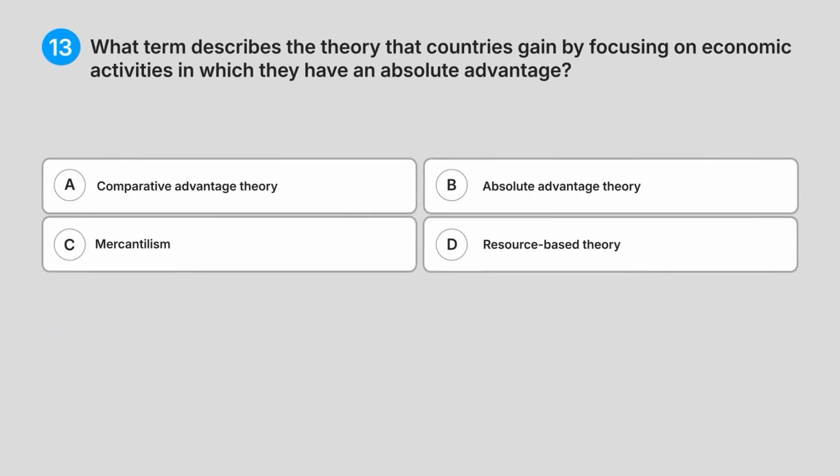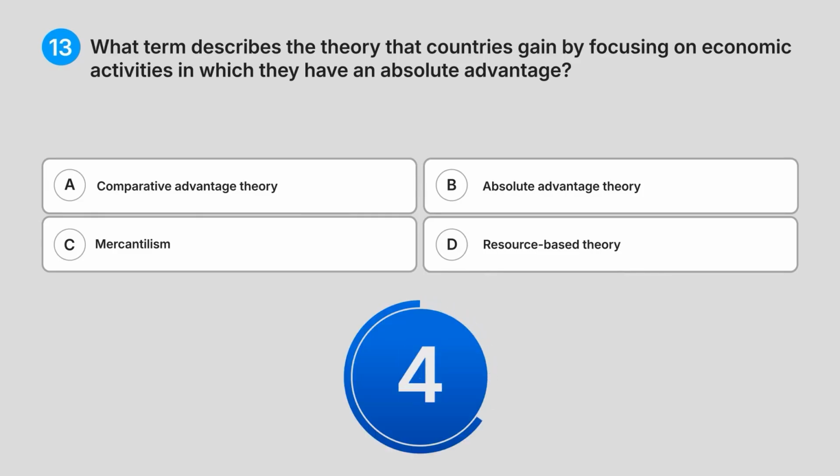13. What term describes the theory that countries gain by focusing on economic activities in which they have an absolute advantage? A. Comparative advantage theory. B. Absolute advantage theory. C. Mercantilism. D. Resource-based theory. Do you know the answer?